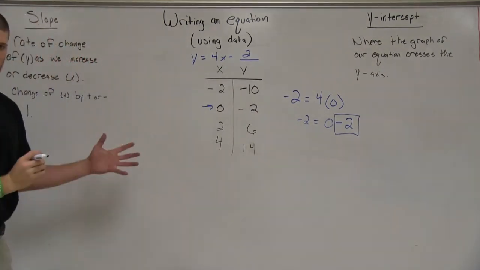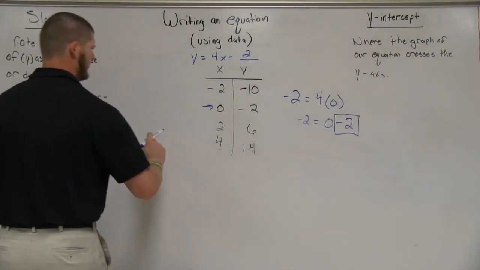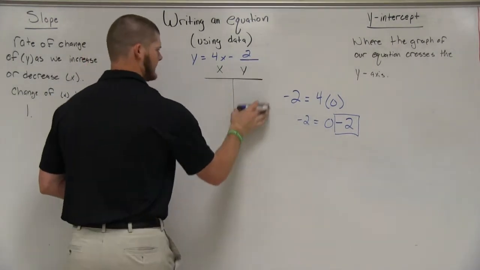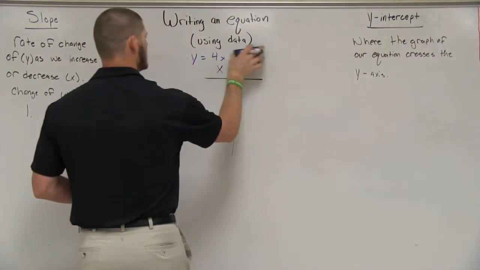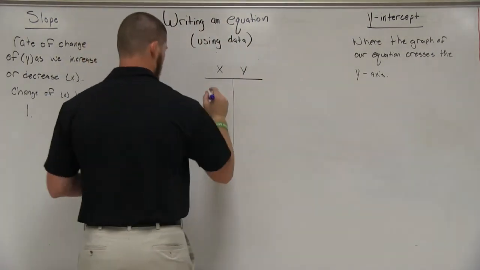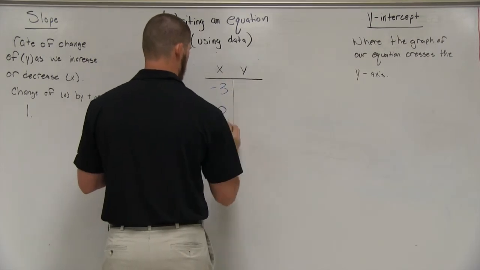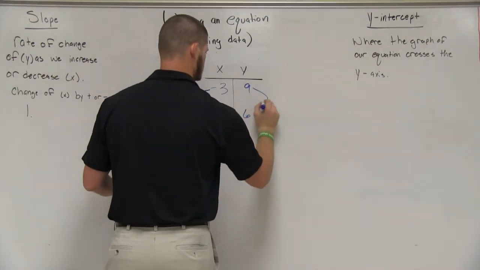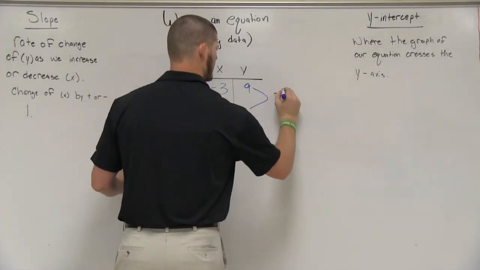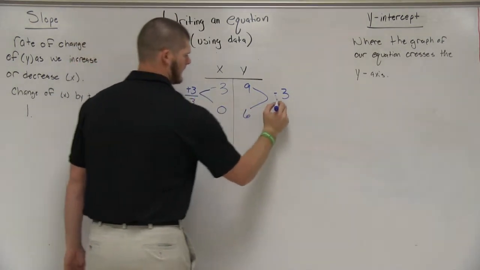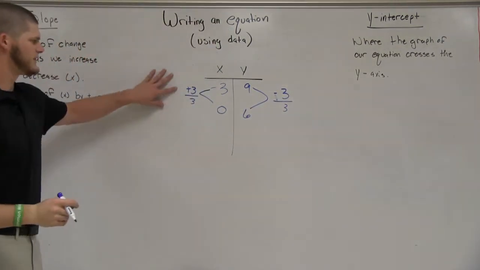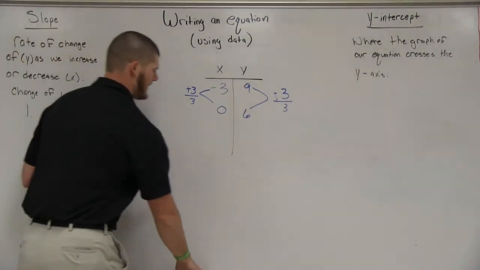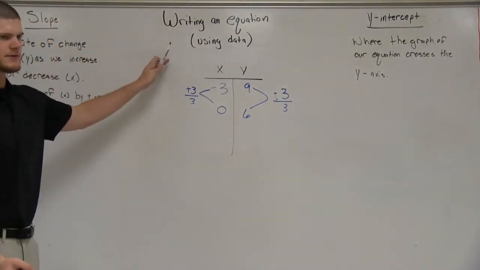So it's not super difficult. Again, if my change in x is 2, we divide by 2. If it's a change in x of 3, we would divide by 3 to find our slope. So whatever your change in x is, that's what we divide our change in y by to find our increase by 1. So this has been writing an equation using data.